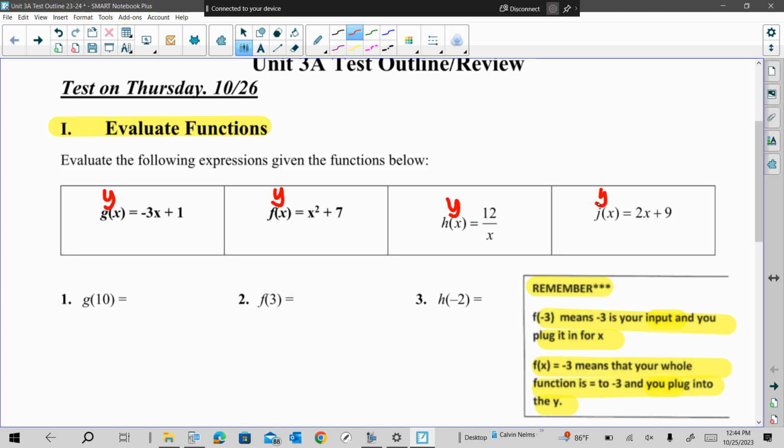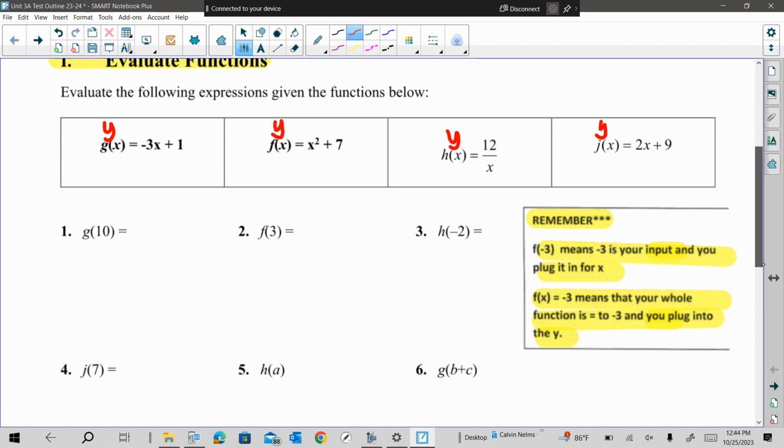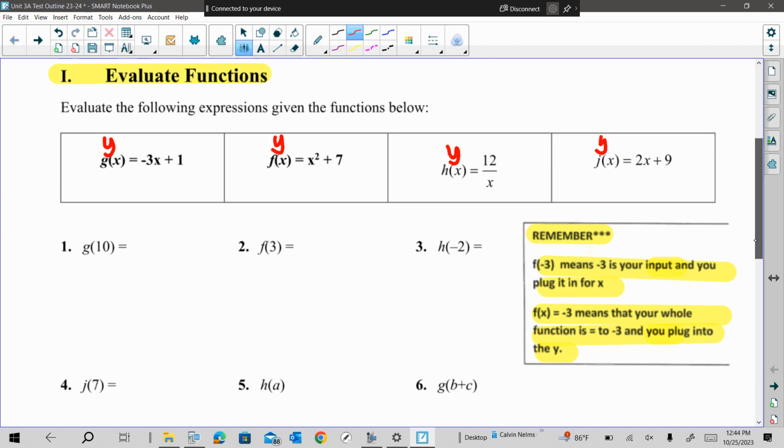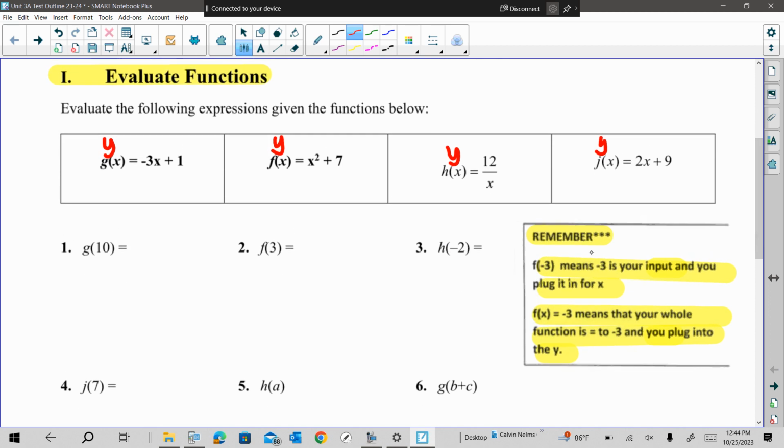So when I ask students to evaluate a function, I went and highlighted. Let's kind of start on the review. You need to remember this fact. Function notation, like if I have f of -3, that means the -3 is your input and you plug it into your x. So if you want to highlight this, you can memorize this so you can apply it on the test.